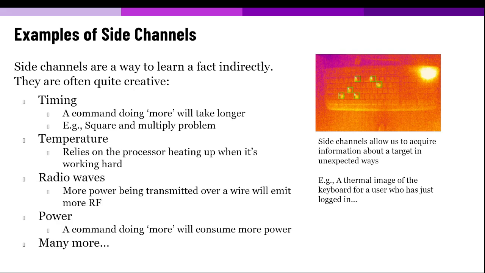Radio waves. More power being transmitted over a wire will emit more RF. I have seen amazing attacks. These aren't side channels, actually, now I think about it, but they basically just send messages to cars. So if you have an EV and you've plugged your EV into a charger, what happens when I run a whole lot of power across a wire? What do we call that? An antenna. A whole lot of power run across a wire is how we do radio broadcasting.